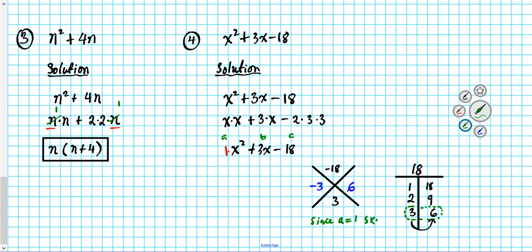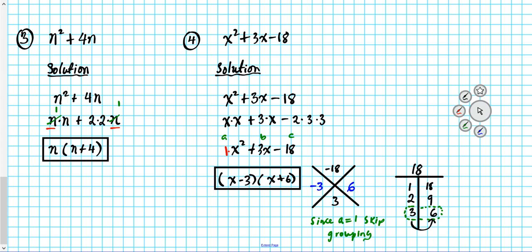We can skip the grouping step. That's the beauty of factoring quadratic trinomials where A is 1, because we can take shortcuts here. So we can skip grouping and jump to the factored state, which is x, and then take the first factor, negative 3. So x minus 3 times x plus 6, and that is the answer to question number 4. X minus 3 times x plus 6.